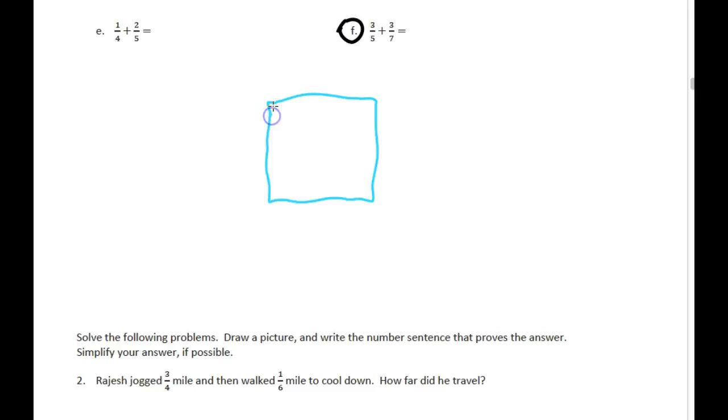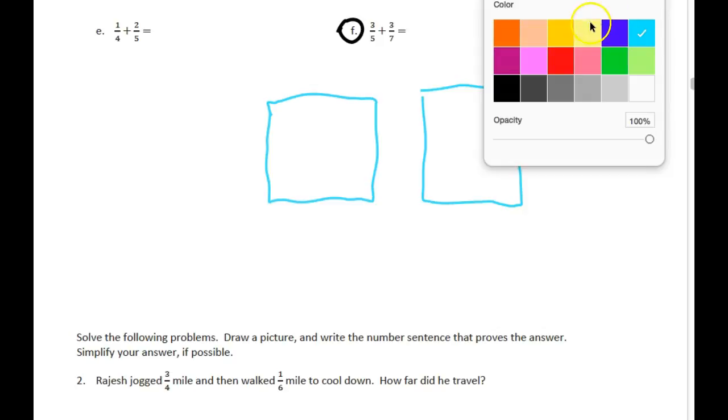Here's 1 square. That goes for the 3/5. Here's the other square. This one will go for the 3/7. Now let's get a new color. We'll go with red this time.